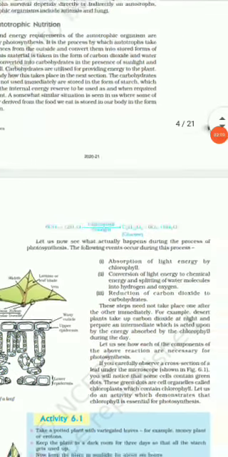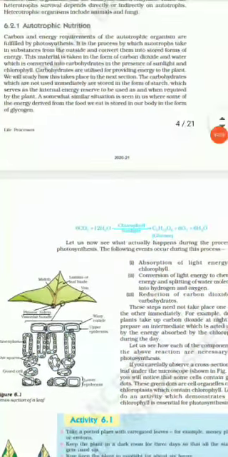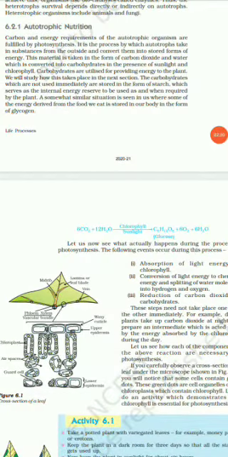So if you see here, we have carbon dioxide and water. In the presence of chlorophyll and sunlight, it forms glucose, oxygen and water. Okay, so this process is known as photosynthesis. The carbohydrates which are not used immediately will be stored in the form of starch, which serves as an internal energy reserve to be used when required by the plants.